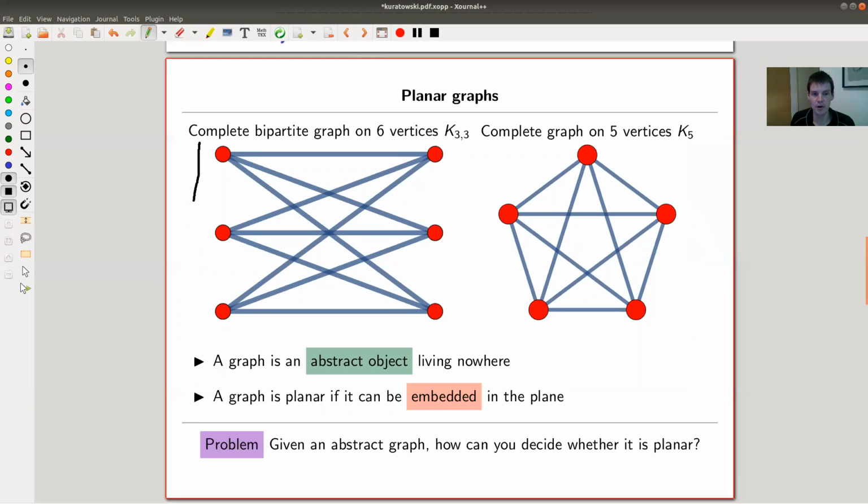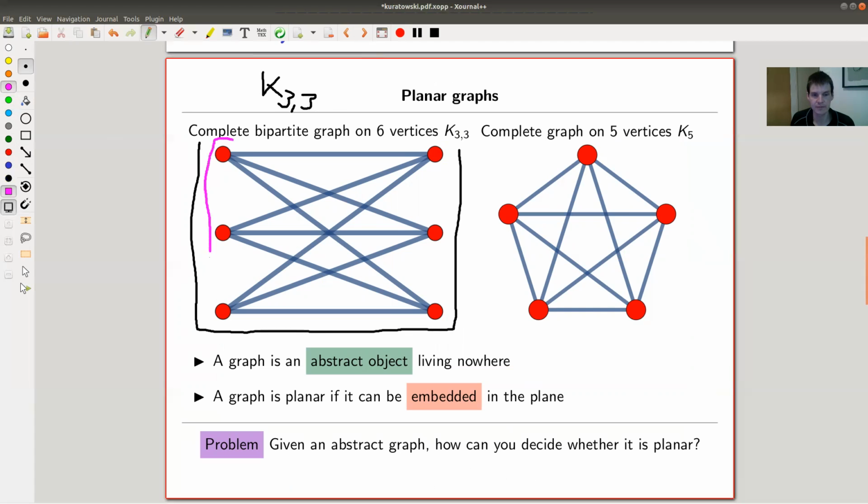So my house problem from before can be formulated in terms of this graph. It's called K33, the complete bipartite graph on 6 vertices. And what does this mean? Well, it means I have 2 groups. So that's why it's called bipartite. Well, let's say a pink group and let's say a green group on the other side. And they are kind of 2 sides, bipartite, right?